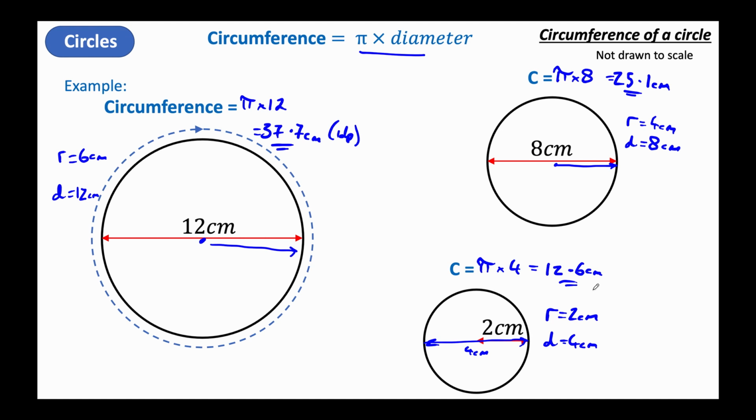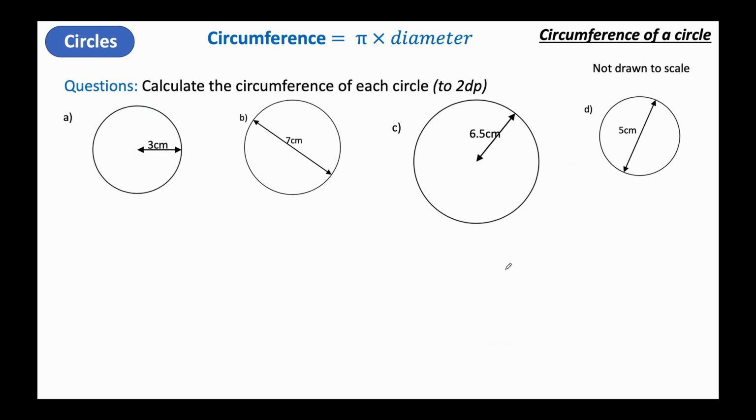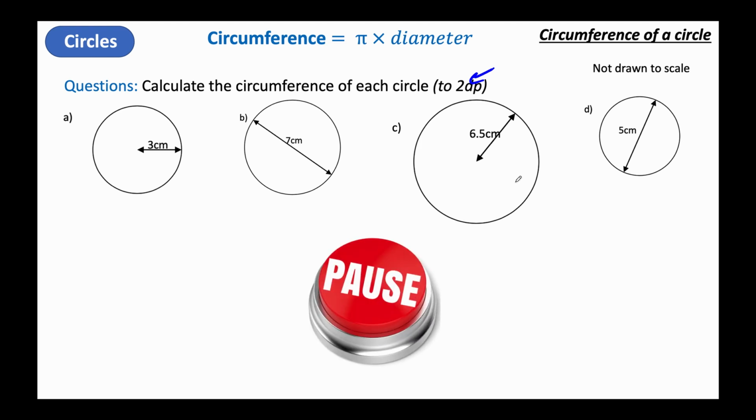Now my tip is to write down radius equals, diameter equals, work it out, then decide which one you need, and times it by pi. Right, I want you to round these. Let's change it up a little bit. Let's do 2 decimal places. Press pause on the video, do all 4 of those, please, and then unpause when you're done.